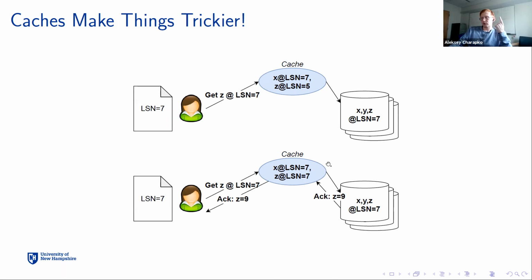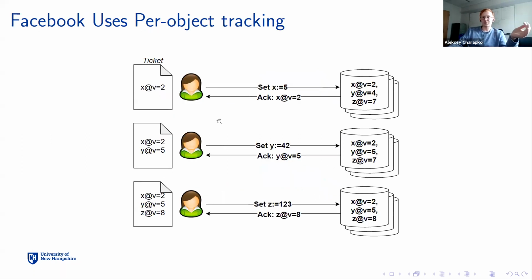So guess which approach Facebook is using? In the FlightTracker, they do the per-version tracking of objects, right? And this is kind of the big selling point that they have. They call the recency token a ticket, and they ensure that as Alice keeps writing, her writes are recorded in this ticket. So the ticket will record, okay, Alice wrote X at version 2, then Alice writes something else, like Y, it will record that Y was written at version 5, then she writes Z, and the ticket will again be updated to reflect this information, right?